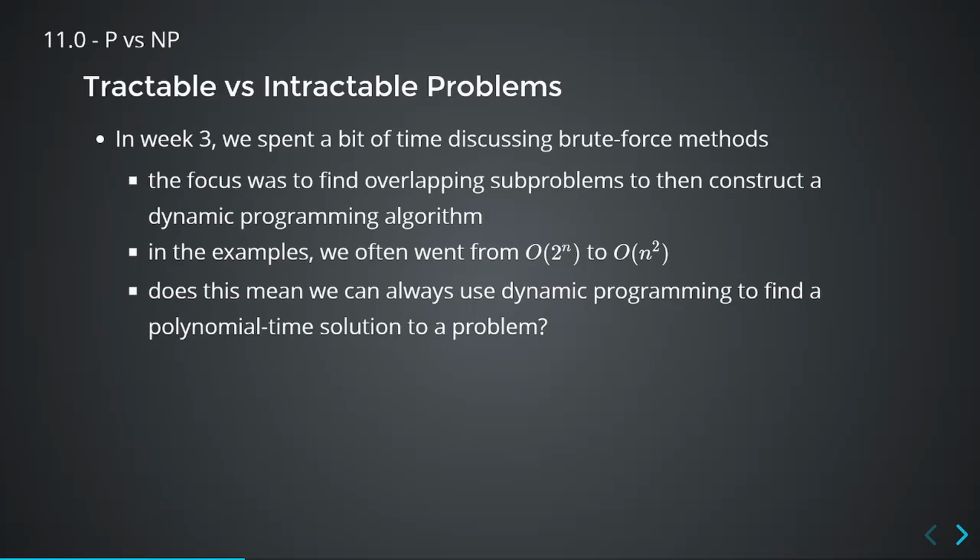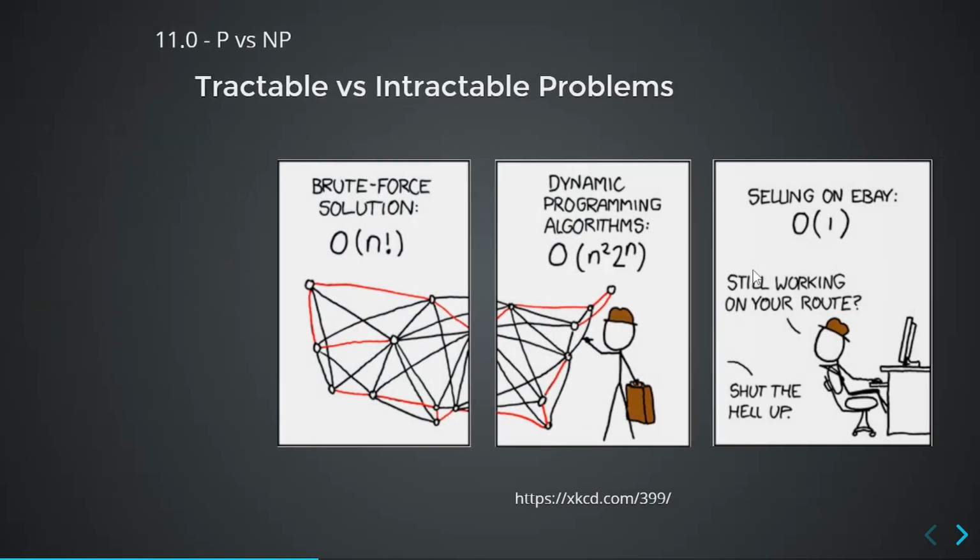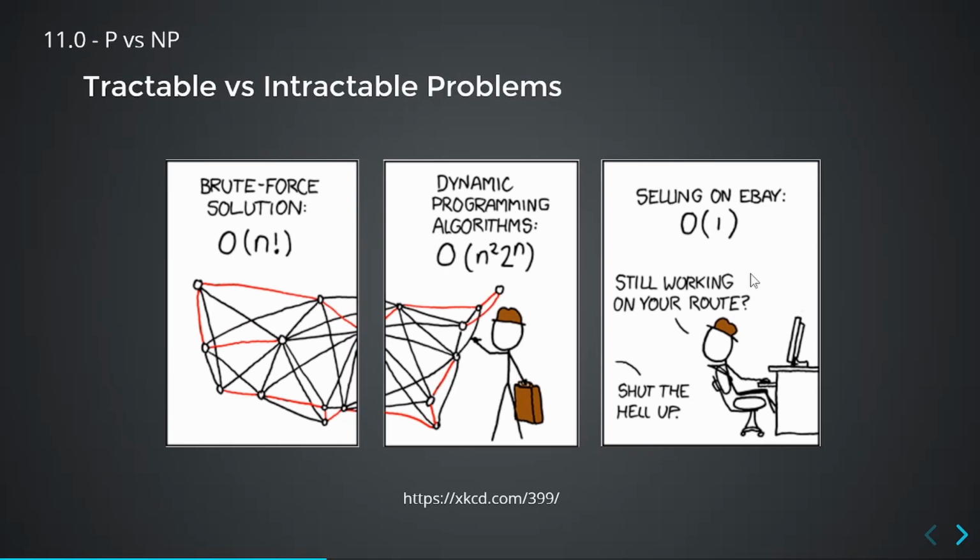But does this mean that every problem can be done in polynomial time? And of course, the answer is a big fat no. There are some problems that even when you can use dynamic programming to solve it, the complexity of the solution is still exponential. This was actually in one of the comic strips that I showed you earlier in the semester. It's one of my favorite ones. It's about the traveling salesman problem. Even with dynamic programming, the complexity of the solution is still exponential. We went from n factorial to n squared times 2 to the n, which is good, but that is still exponential.